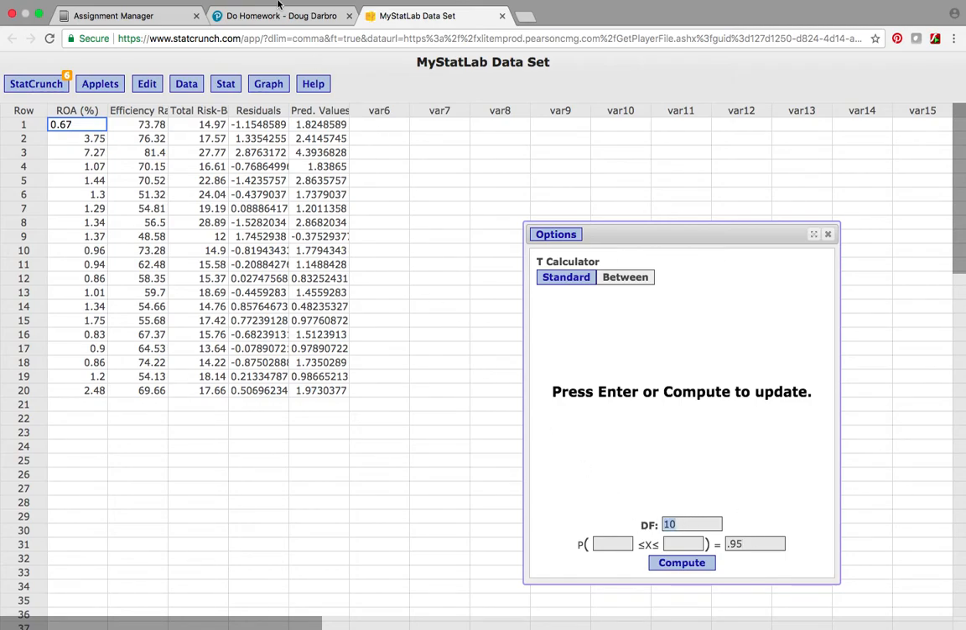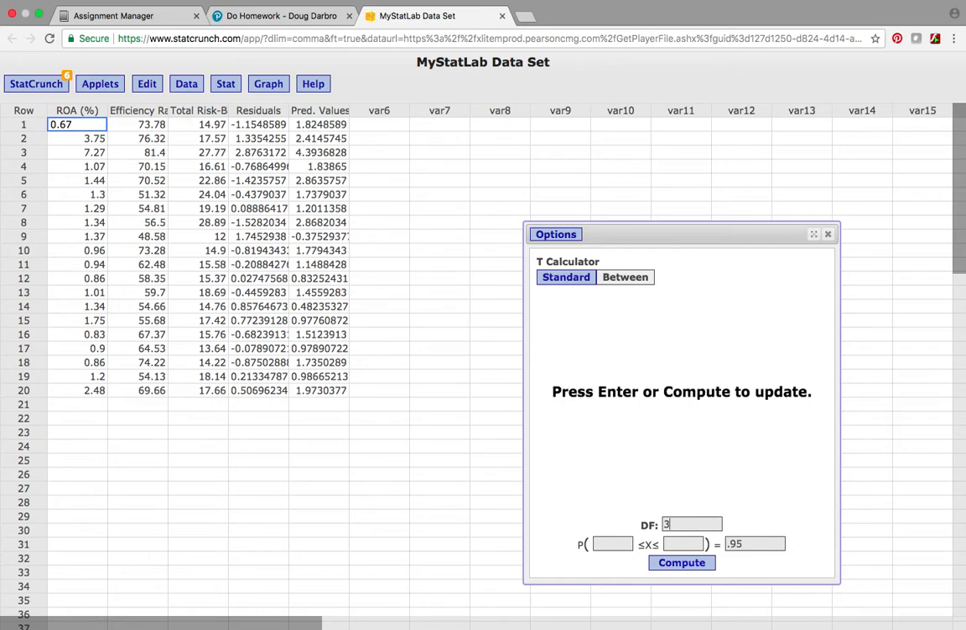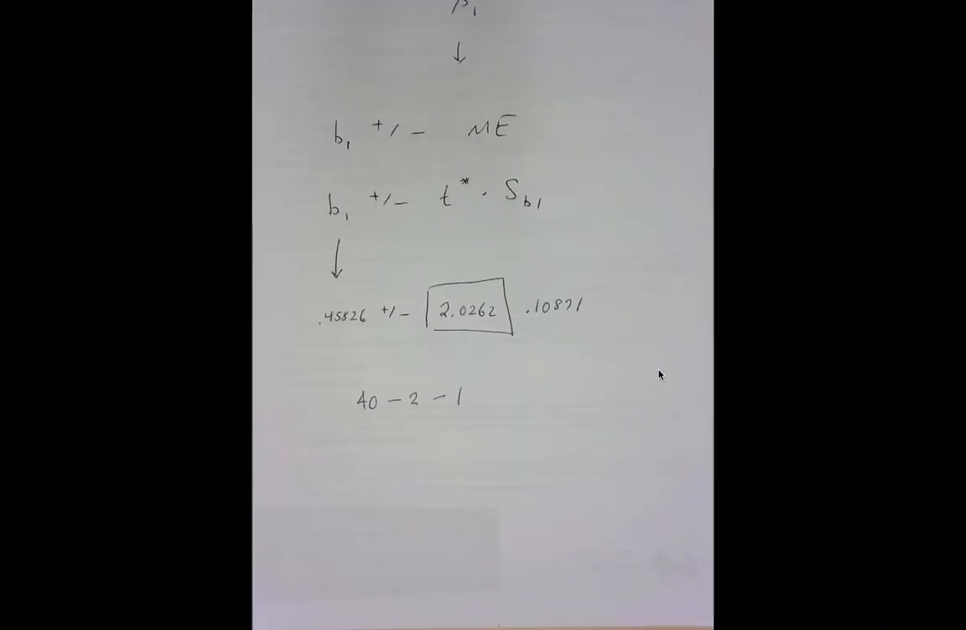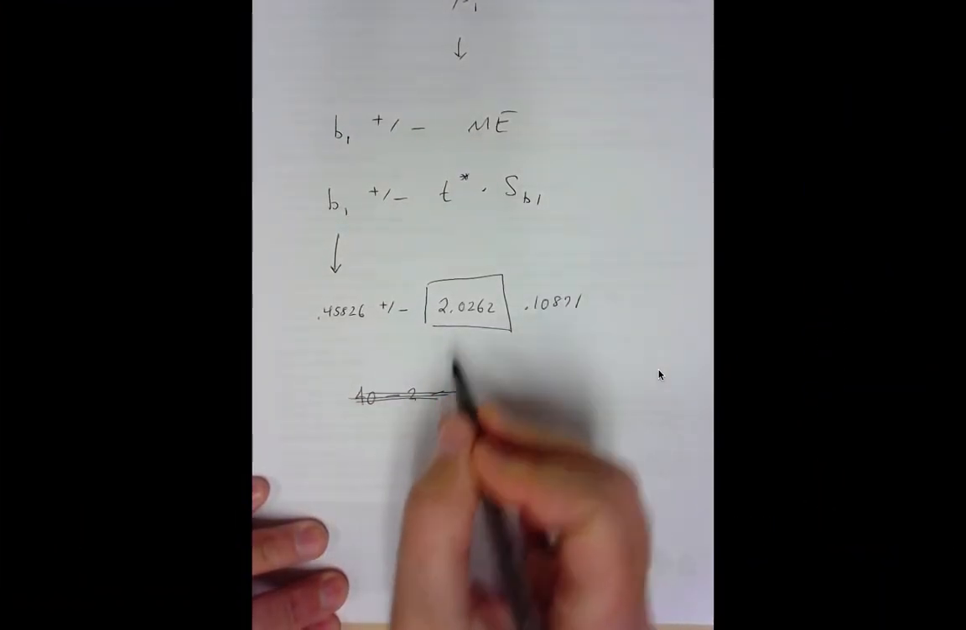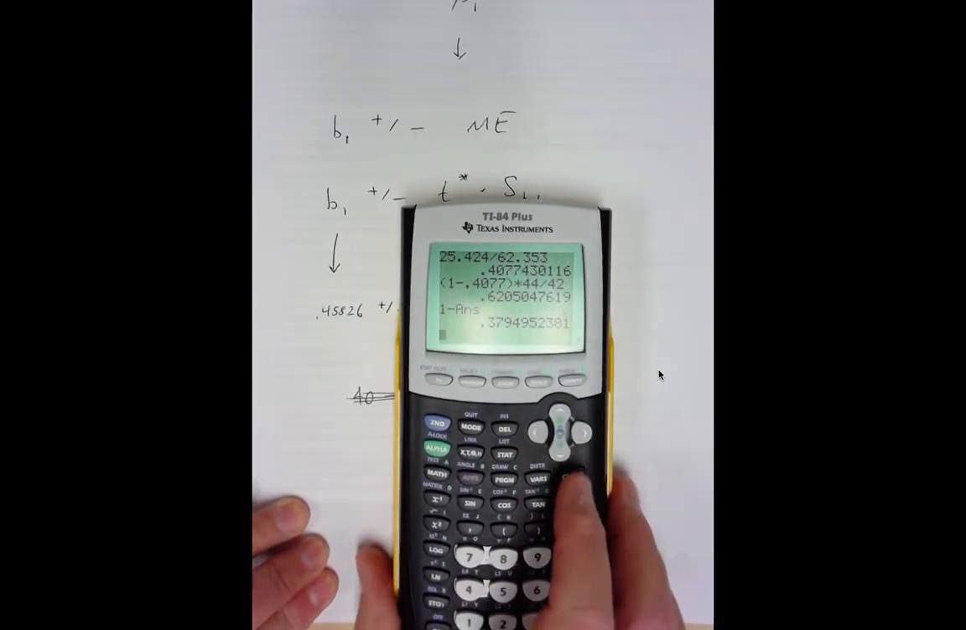Now guys, remember our degrees of freedom is n minus k minus 1. So we have 40, so our n is equal to 40. We have two predictors, so subtract 2. Subtract one more for the intercept, so we get degrees of freedom equal to 37. So the critical value is going to be 2.0262. We need to put that in our calculator and get the endpoints.